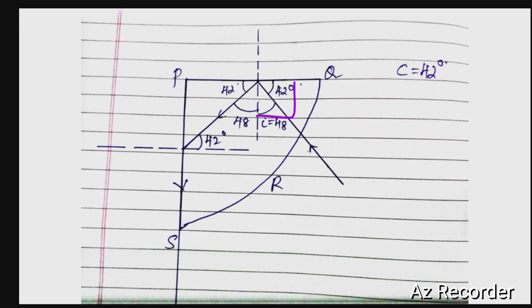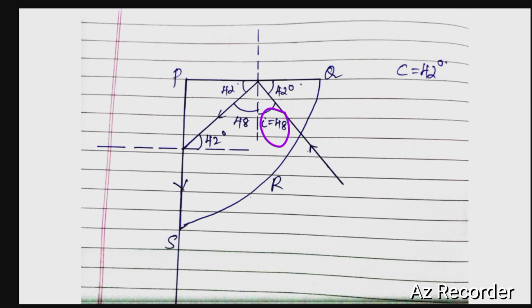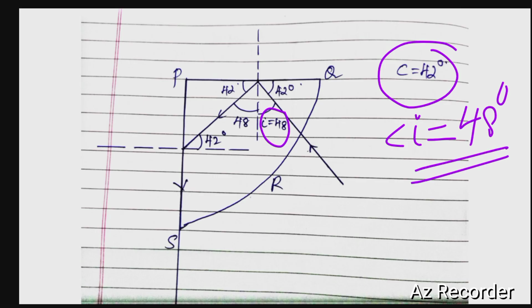We know that the total measurement of this angle is 90 degrees, out of which this is 42. So this particular angle will be 90 minus 42, which is equal to 48 degrees. So the light ray makes an angle of incidence of 48 degrees with the surface PQ. The critical angle is 42, but the angle of incidence is 48, which is greater than the critical angle.